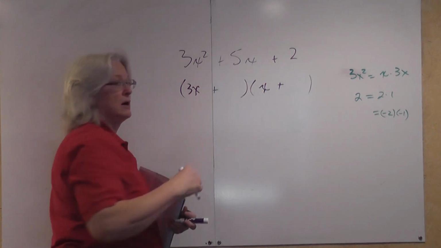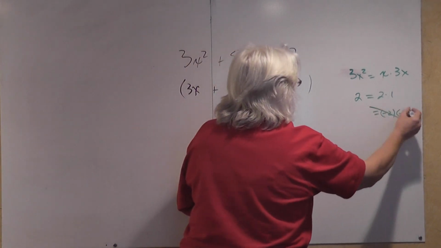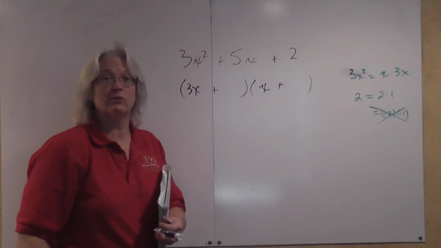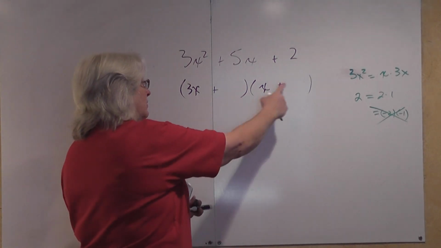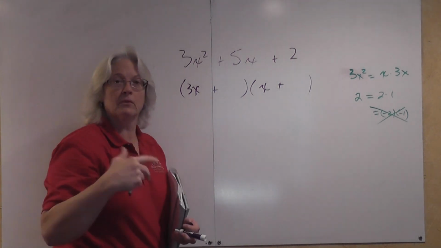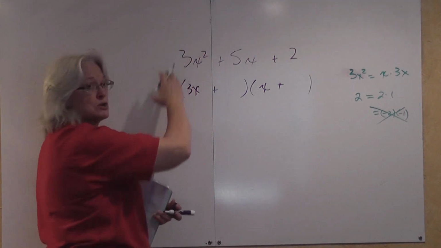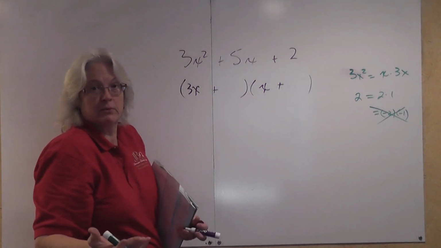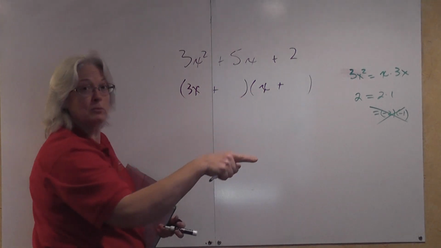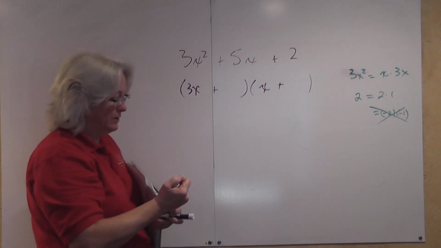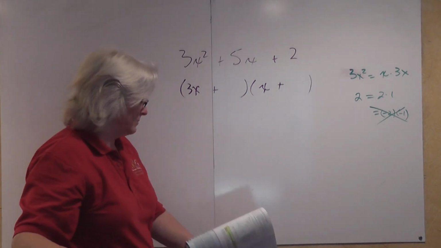We have no negative signs, so we're not going to use negative factors. So the only possible factors that we have of 2 are positive 1, positive 2. But how do you know which one goes where? When we just began factoring things where the leading coefficient was 1, it didn't matter because you're saying 1 times something, 1 times something. Here, am I going to multiply 3 by 2? Or am I going to multiply 3 by 1? And this is where those partial products come in.